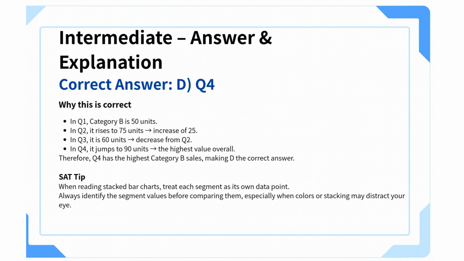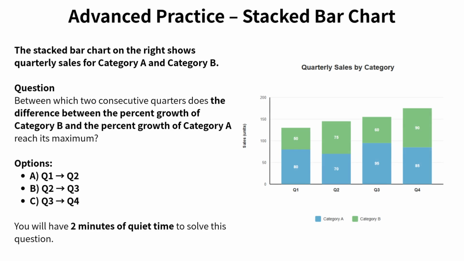That's the full explanation. This is the advanced practice question. Now look at the stacked bar chart showing quarterly sales for Category A and Category B. Your task is to compare their percent growth between consecutive quarters, and decide where the difference between the two growth rates is the greatest. Here are the options.